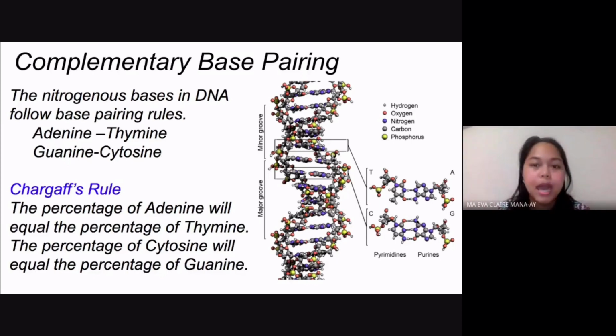This might be asked in your benchmark on Monday. Say your benchmark on Monday would tell you there are 40 adenine in this DNA structure. Based on this, how many thymine do you think there will be? Of course, if there are 40 adenine, there's also going to be 40 thymine, because whatever is the number of adenine, that's always going to be equal to the number of thymine that you have. Whatever is the number of cytosine, that's always going to be equal to the number of guanine that you have. That's according to Chargaff's rule.